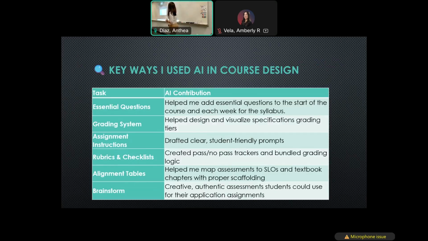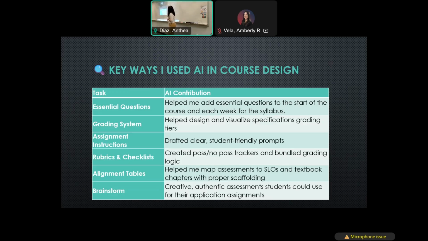Key ways that I used it, it helped me generate the essential questions, not only around the entire course to hook them in for that and get them excited for the semester, but also around each weekly module that we have going on. Help me kind of start each week with important questions that kind of hook them in. Grading system helped me design and visualize the specifications tiers. There's so many ways that you can do that. I gave it my ideas and it helped generate some other ideas, and together we ended up, I think I have a specs grading 1, specs grading 2.0, specs grading 3.0, the different versions that I've put together.